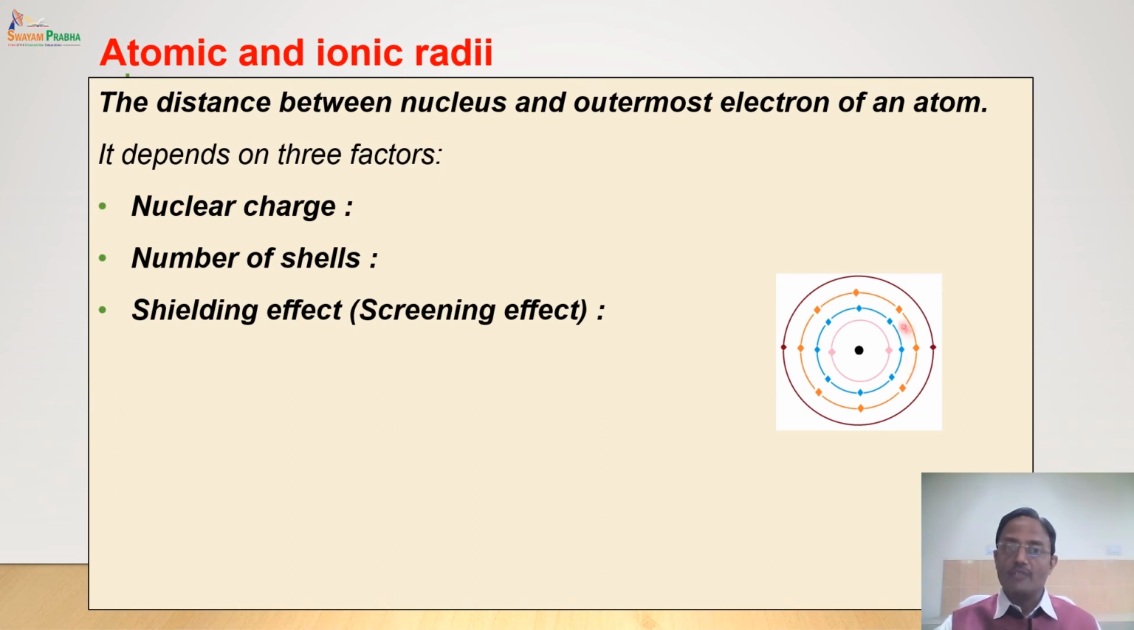Now if shielding effect is more, then the force of attraction is less, and as a result the atomic radius will increase. In other words, we can say that atomic radius is directly proportional to shielding effect.